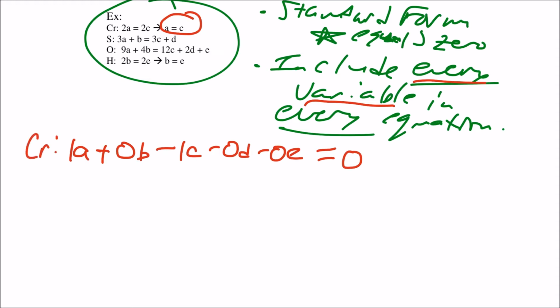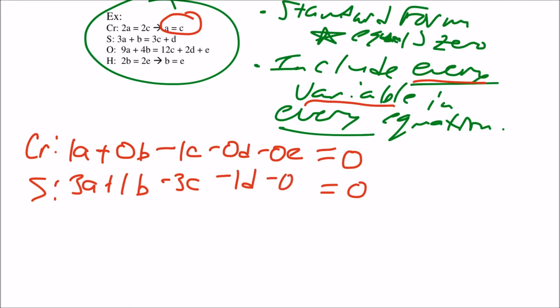Let's see if we can do sulfur's equation in this form. Okay, so up top there we have 3a plus b. So we're going to write down 3a plus, we're going to put the 1 in front of the b so we have an actual number. So we've got 3a plus 1b. And instead of saying equals 3c, we have to subtract the c and the d term over so that everything is equal to 0, right? So that means we're going to have minus 3c and minus 1d. And then there's no e there, so we're going to say minus 0e.